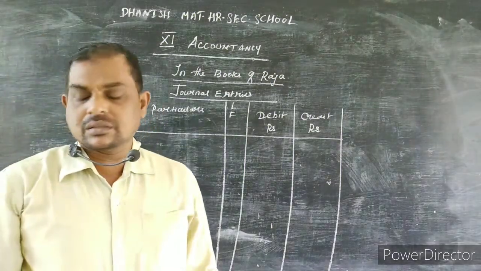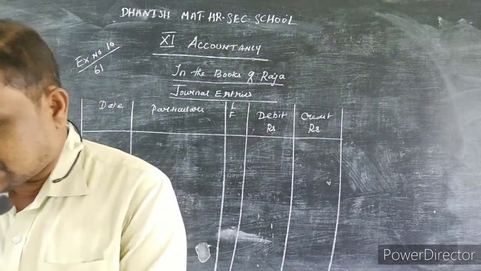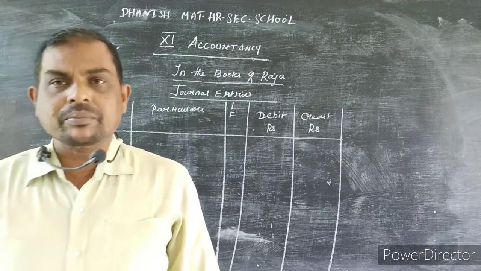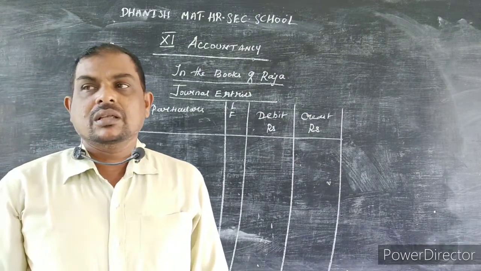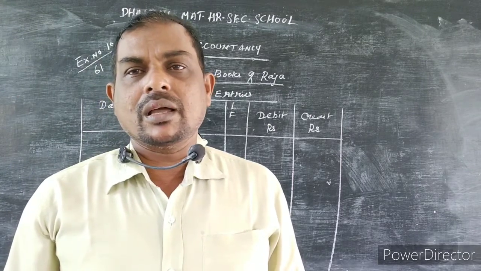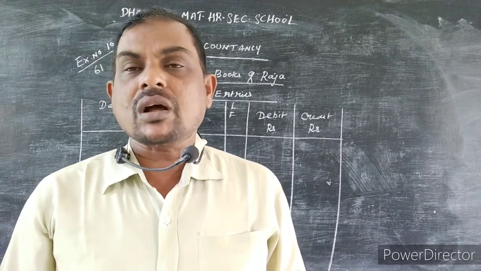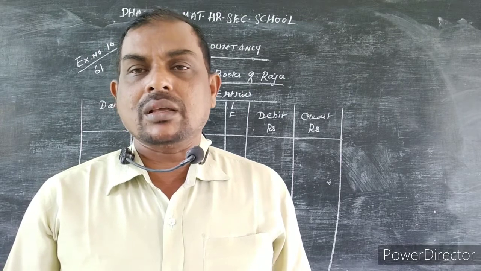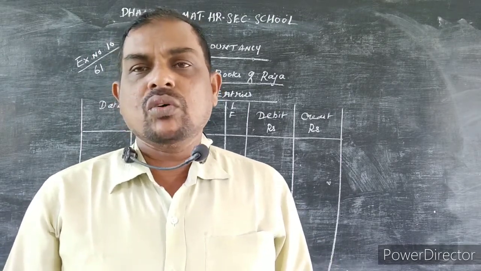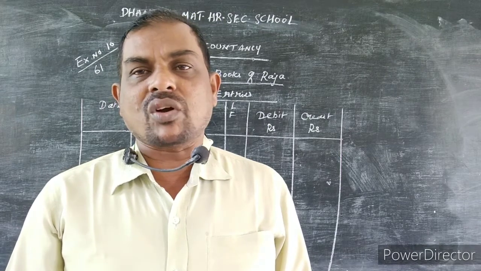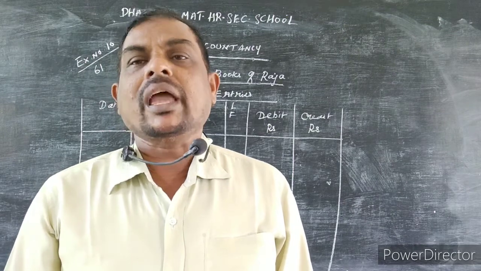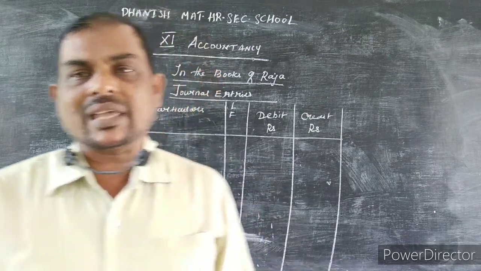Listen, my dear students. The first transaction is January 1: started business with cash. So Raja has a hotel. For starting the hotel, he contributed some amount in the form of cash. Whatever amount he puts in when starting the business is called capital.